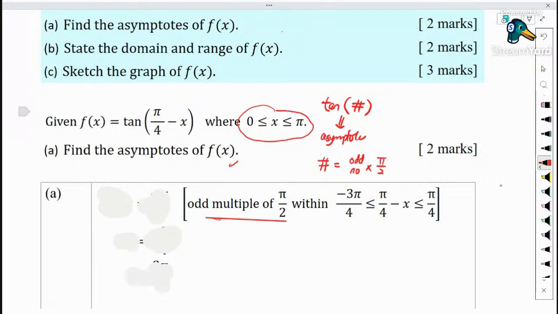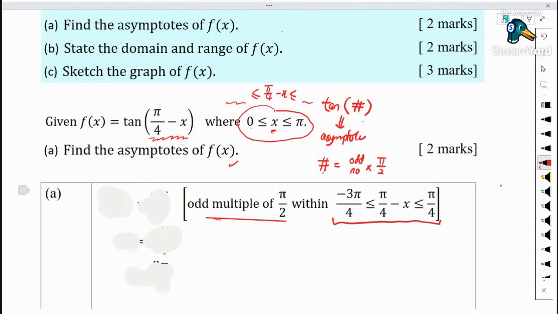So watch out. This is the interval for x, but the angle in the question is not x, it's something else, which refers to the hashtag here. So I want to see, within the interval, for the case of pi over 4 minus x, what are the figures I need to consider? If I calculate it out, I find that this is the interval that I have.